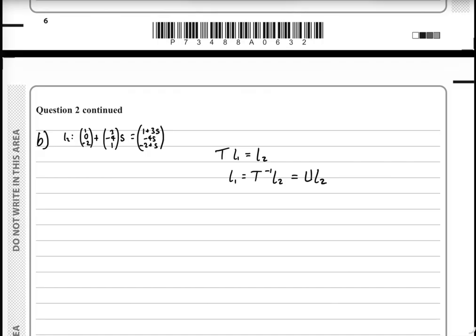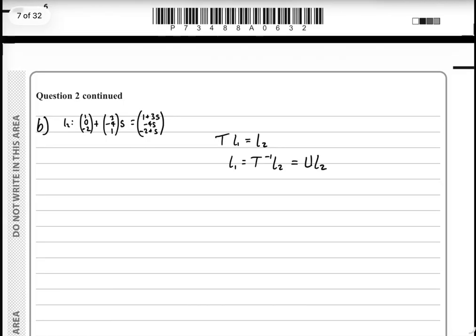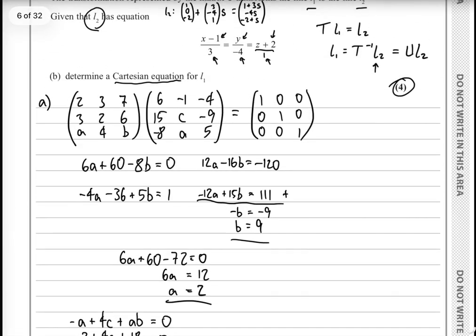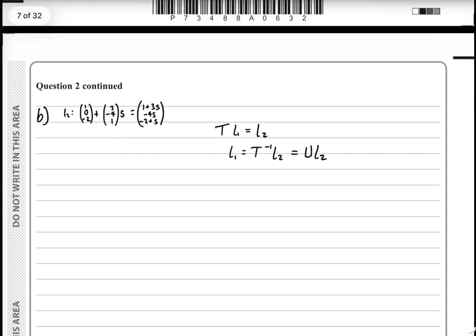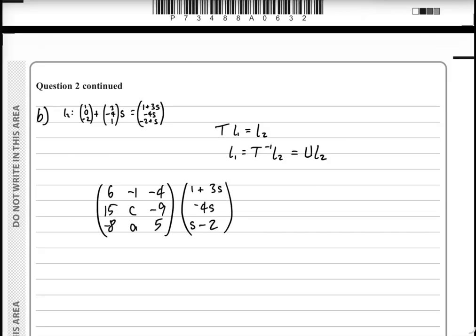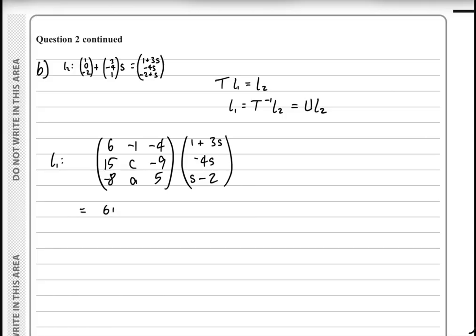But here's a copy of what we just had on the screen at the top there. So we're applying, oh, now I need matrix U. Can't deny that there are certainly times when this is easier on paper. So that's U, and then the line L2, 1 plus 3s, minus 4s and s minus 2, and that is going to give us L1. Now we just have to apply our matrix multiplication, and that will equal 6 plus 6 times 3s, minus 1 times minus 4s and minus 4 times s and minus 2.